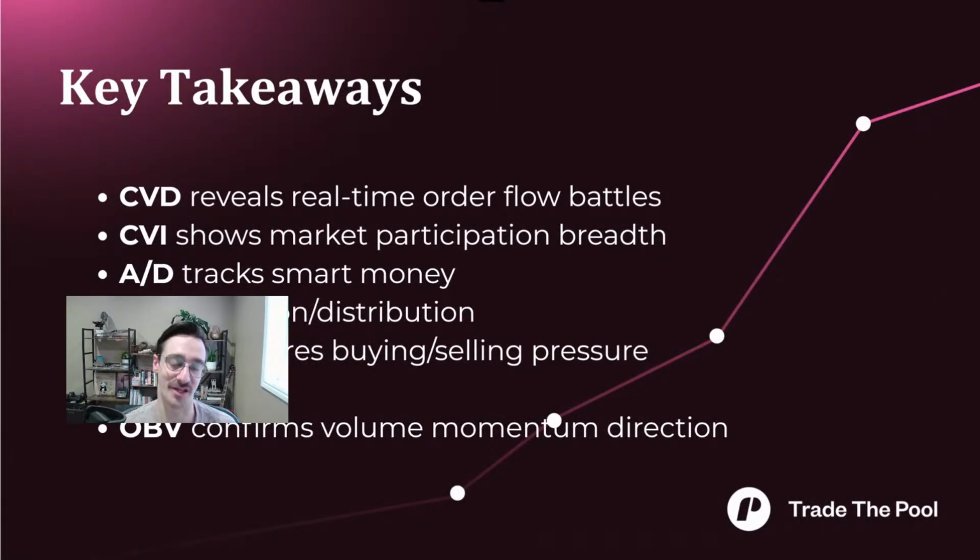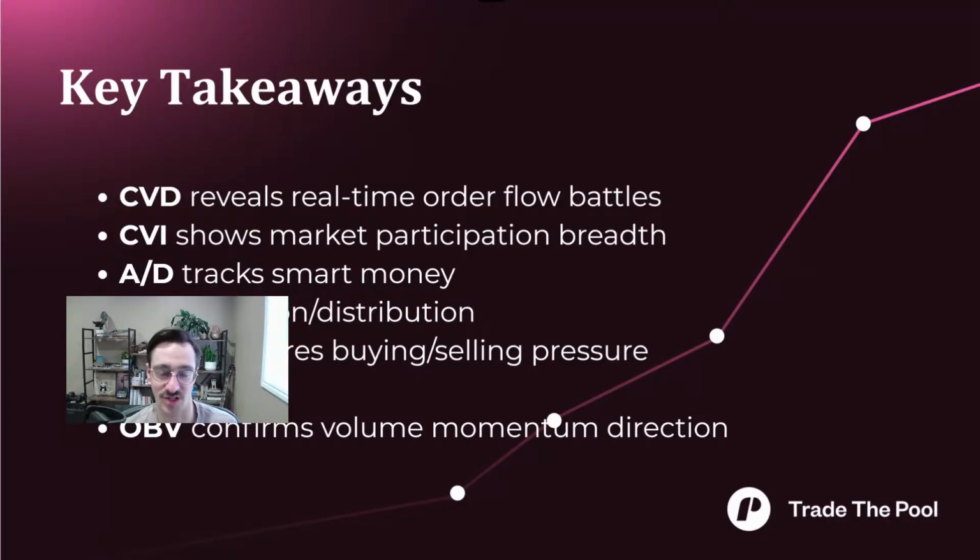So here are some key takeaways. We covered a good amount of different indicators and how to use them, but we can keep it pretty simple. In general, the CVD is going to reveal the real-time order flow in the battles between bears and bulls, and you can see that playing out in a candle just like you would a price action candle. CVI is going to be showing the market participation breadth, showing how much legs a move may have based on the participation overall. AD is going to be tracking smart money accumulation and distribution in just one neat line.